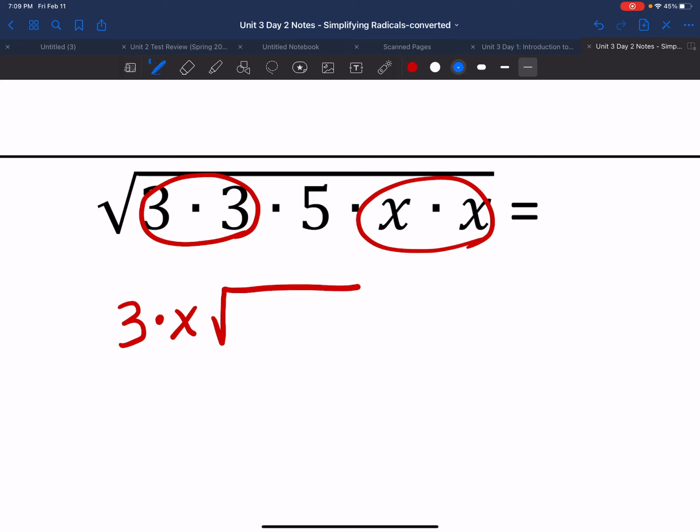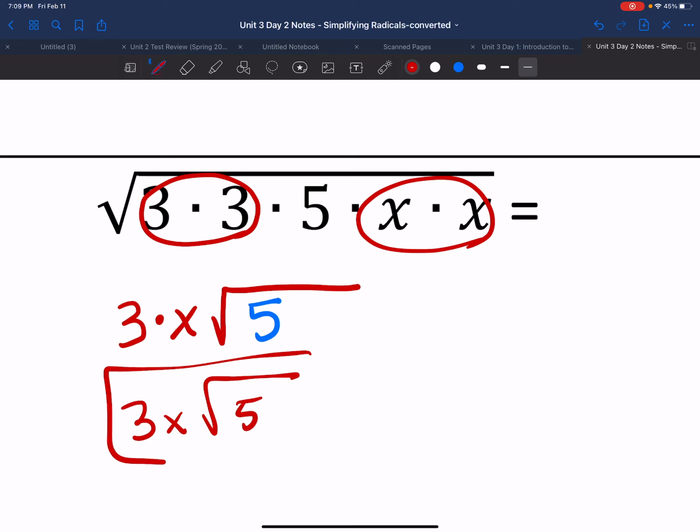Well, this number here doesn't have a pair, it doesn't have a buddy, so it remains sad inside of the radical sign. So the answer to this question is 3x times the square root of 5. And that's my answer.